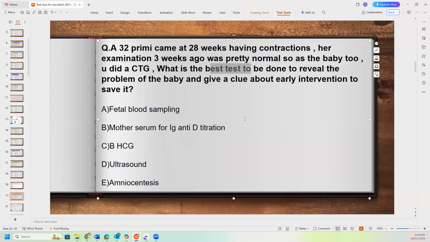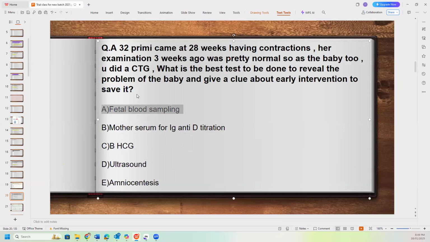And amniocentesis most of the time is done in the 15 to 20 weeks of pregnancy. And they are performed in a woman we think has a risk of congenital defects in the baby, birth defects. All right, like genetic problems. It's not done to detect a problem with the baby and give a clue about early intervention to save it. It doesn't show anything about that.